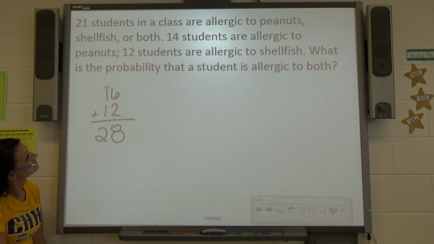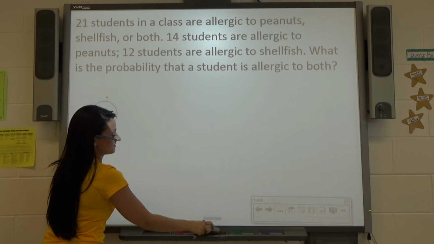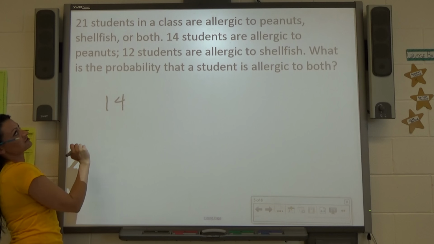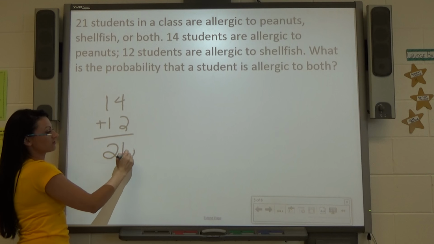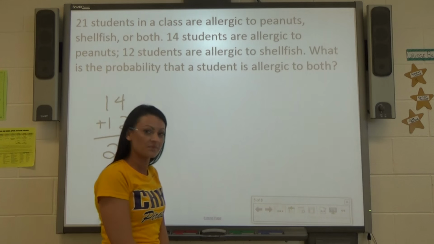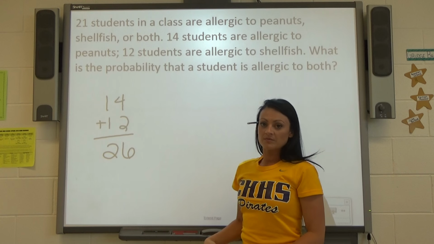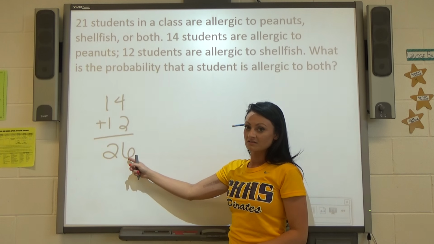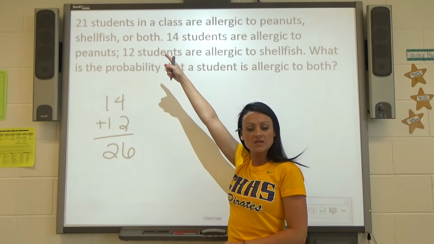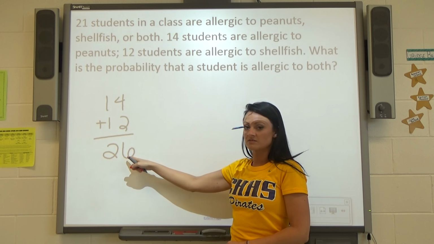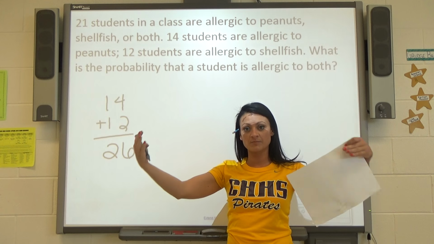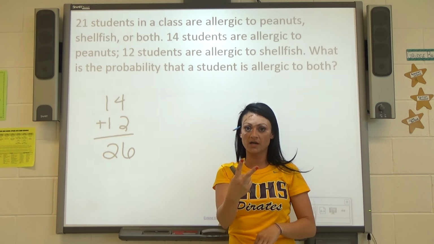I'm sorry. It helps if I read the problem all the way through. There are 14 students that are allergic to peanuts and 12 students that are allergic to shellfish, which is going to give me a total of 26 students. There's a problem here though, because 26 is more than what they gave me as the students that have these allergies. So this tells me that I've got some that are in that both category that I counted twice.